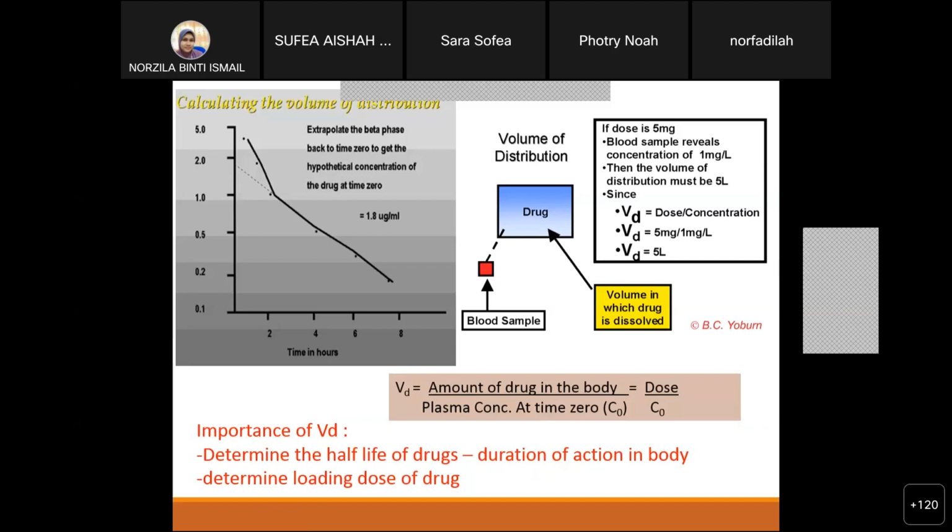Doctor, can you repeat the extrapolate the beta phase back to time 0 to get the hypothetical concentration, which is 1.8 ug per milliliter? Okay, this is not for this calculation. This one is another example.